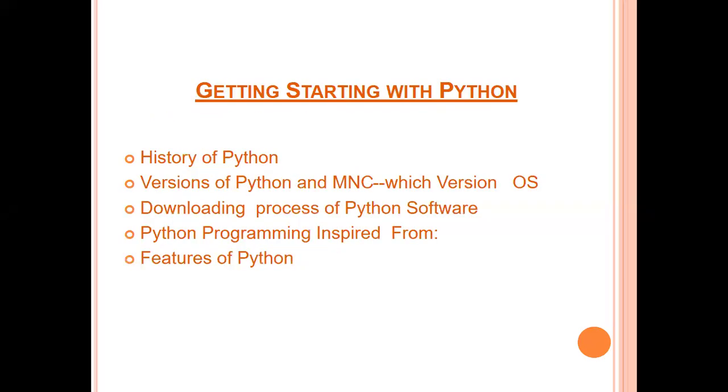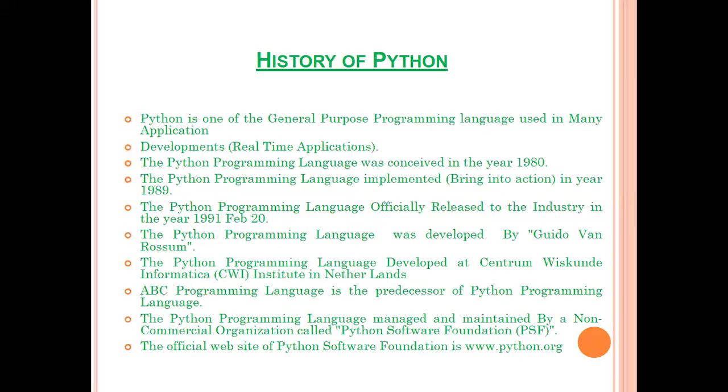Now, before we start further, we need to have the knowledge of the history of Python, the versions of Python which MNCs are using, the download process of Python software, and Python programming features. So, we discussed the history of Python, where we said that it is a general purpose programming language used in many applications.